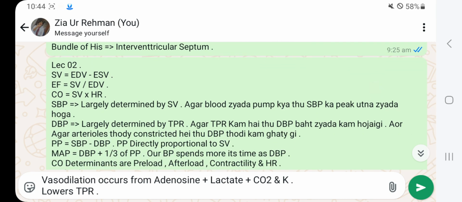Systolic BP is largely determined by stroke volume, while diastolic BP is largely determined by peripheral vascular resistance or total peripheral resistance, that is TPR. Pulse pressure equals systolic BP minus diastolic BP. Pulse pressure is directly proportional to stroke volume. Mean arterial pressure equals diastolic blood pressure plus one third of pulse pressure. BP spends more of its time in diastole, that's why more weight is given to diastolic blood pressure.